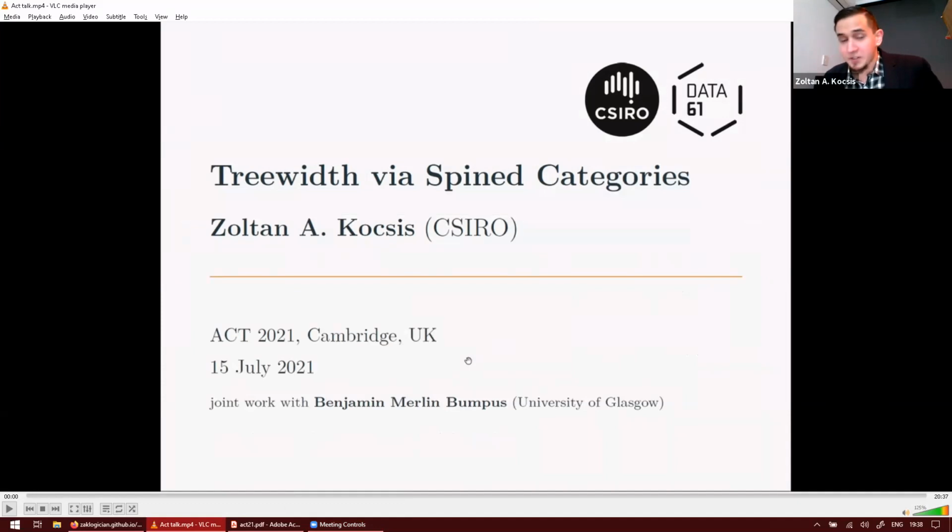So it's a pleasure to be here. My name is Zoltan. I work for the Commonwealth Scientific and Industrial Research Organization. That's a mouthful. It's a national lab here in Australia. And today I'll be talking about my work on Treewidth in what we now call spined categories. And all of this is joint work with Ben Bumpus, who is at the University of Glasgow.